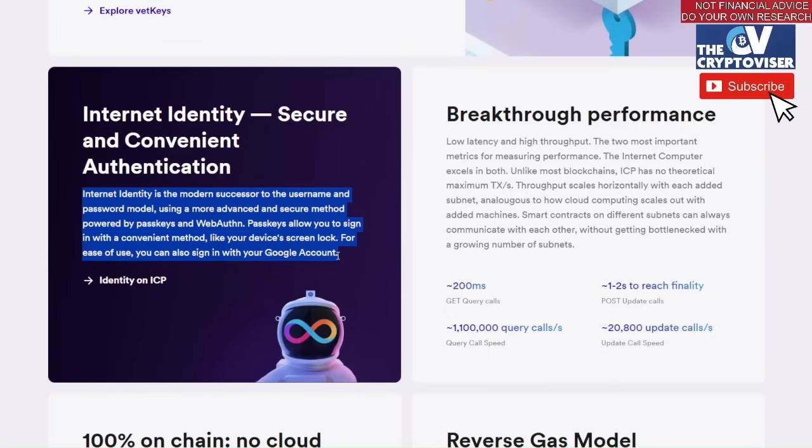Passkeys allow you to sign in with a convenient method like your device's screen lock for ease of use. You can also sign in with your Google account. So what you can see here is that they're merging the accessibility of this ecosystem. It's not a siloed blockchain or a siloed network. It can use non-blockchain native access credentials, such as a Google account, to sign in to the blockchain and utilize your identity across the different programs that you use, whether it's for business, creation with AI, or whatever else you're using the Internet Computer for.